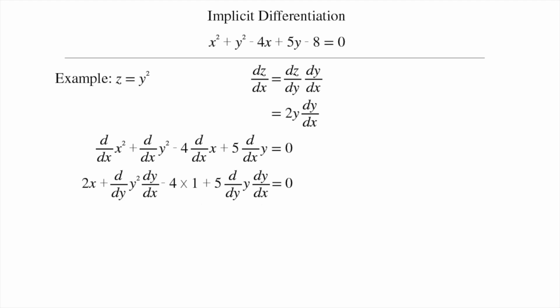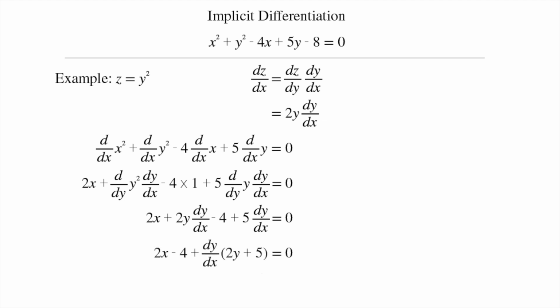So now we can go a little bit further and say that 2x plus 2y times dy by dx minus 4 plus 5 times dy by dx, remember that d by dy of y is just 1, is equal to 0. So 2x minus 4 plus dy by dx times (2y plus 5) is equal to 0. Here, we've just rearranged the left hand side and factored the dy by dx out.